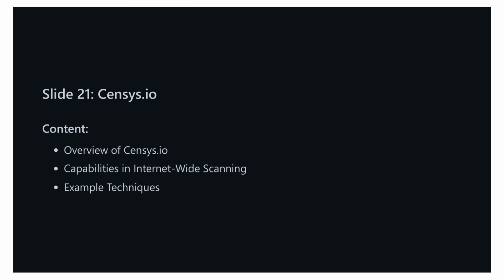We'll cover specific techniques for utilizing Census.io effectively. For instance, how to query the database for information about specific ports or services, or how to filter results to focus on certain regions or IP ranges. In the next slide, we'll delve into Hunter.io, which is another powerful tool but focused on email enumeration.